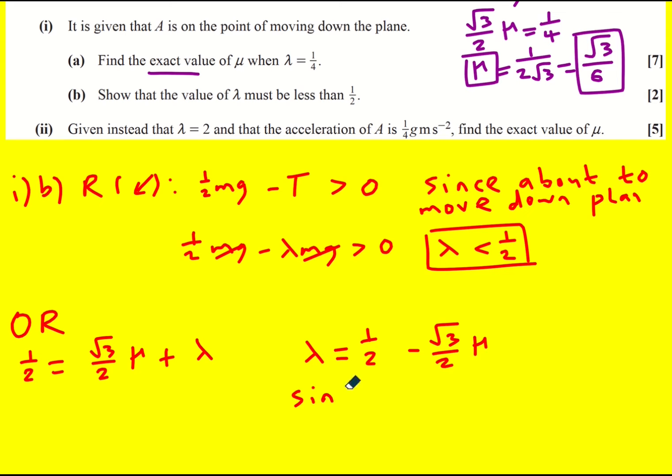So since lambda is greater than 0, because we're told it's a rough surface, then lambda is going to be less than a half, because I'm subtracting something that is positive away from a half. So we get the result that way as well, I think.